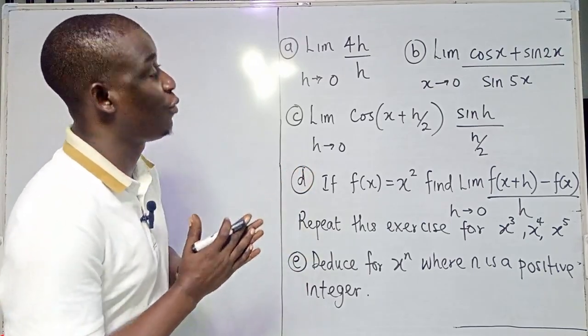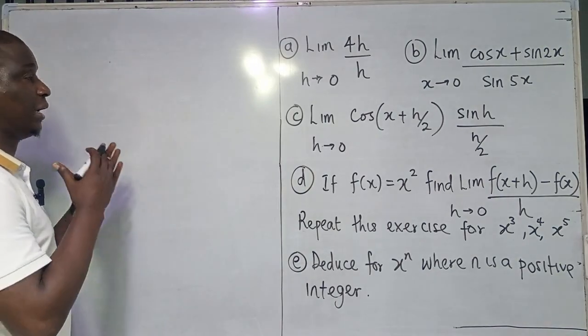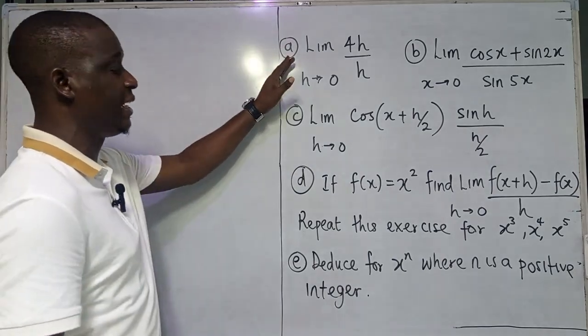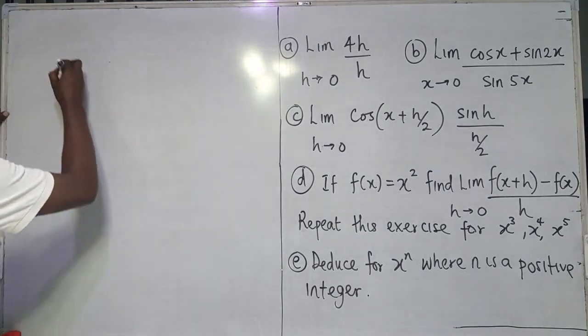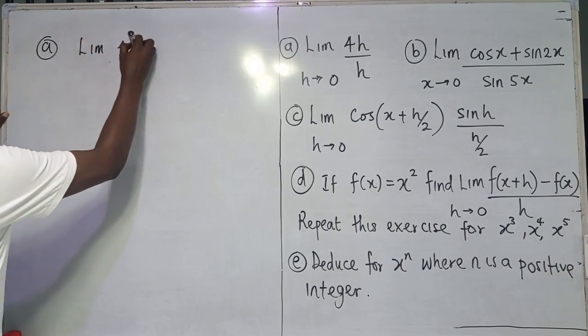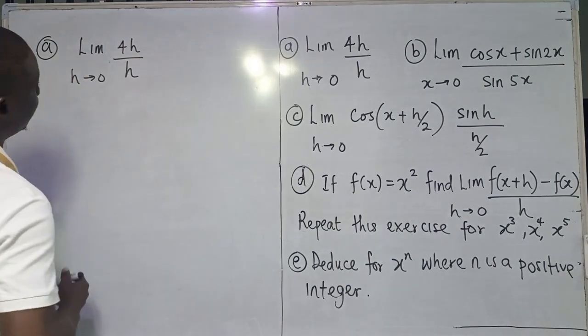Hello everyone, welcome to another exciting part of limits. We want to look at these few questions, question A to E. Let's start with number 1, which is A: the limit of 4h divided by h as h tends to 0.